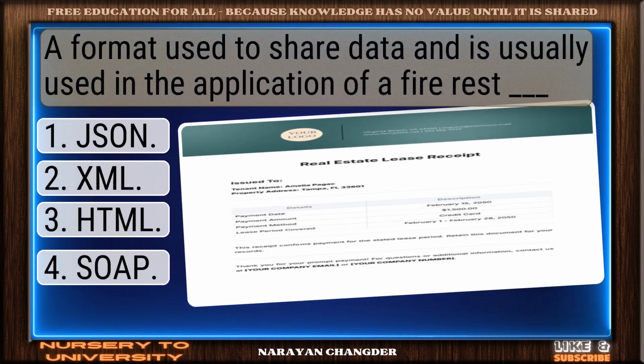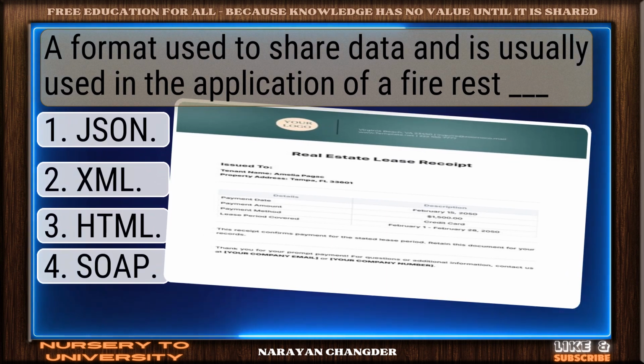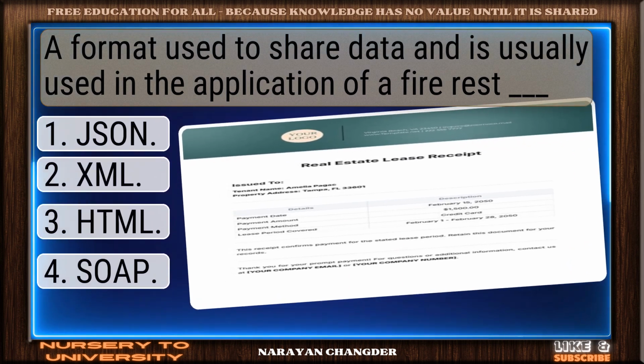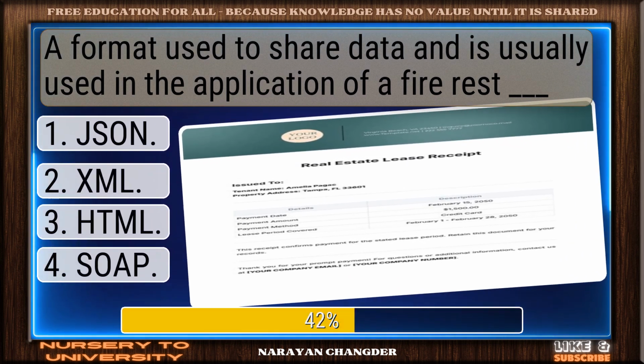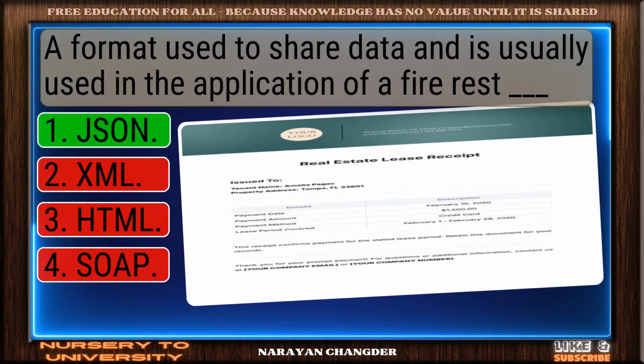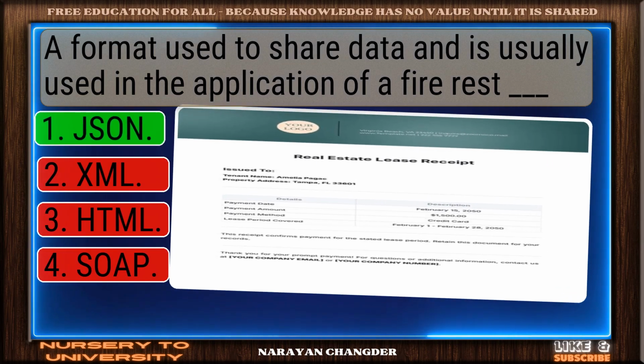Question number 5. A format used to share data and is usually used in the application of a FHIR REST dash. Nicely done. JSON is a solid answer.